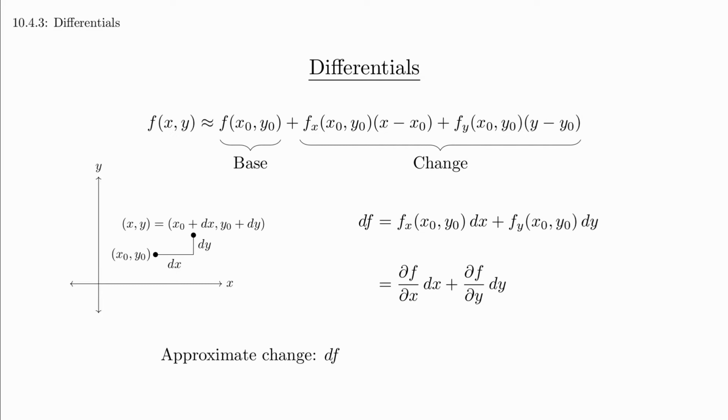Remember that since we're using a linearization, we're making an approximation of the change of f and not the true change of f. For the true change of f, we would use delta f. This is a subtlety that we don't need to dwell on here, but just remember that differential notation is implying that we're using an approximation of some type in the calculation.